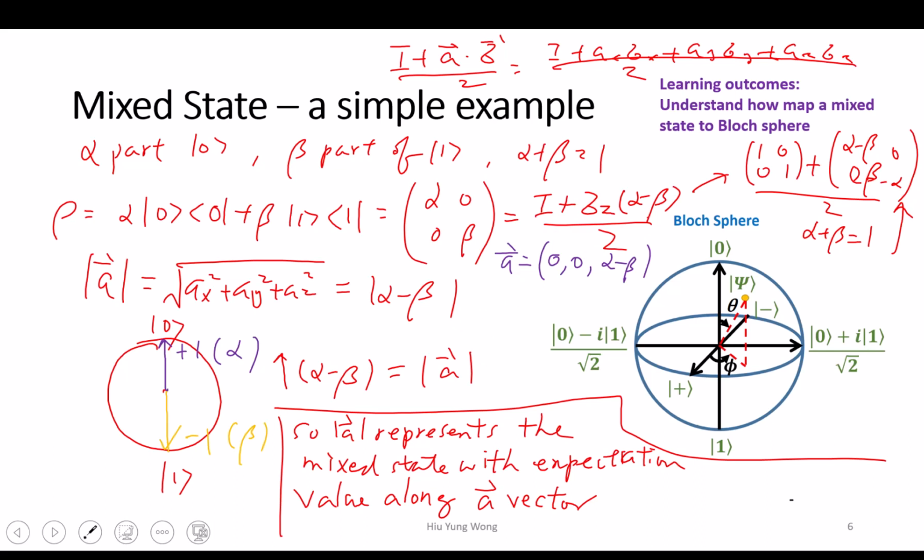So from here, I have a guess. If I have a density matrix, I express it as (I plus A dot sigma) divided by 2. Then this corresponds to a mixed state in which I have two orthogonal states along this A. This is A, the vertical direction. The expectation value is equal to the length of A. So A represents the mixed state with expectation value along the A vector.